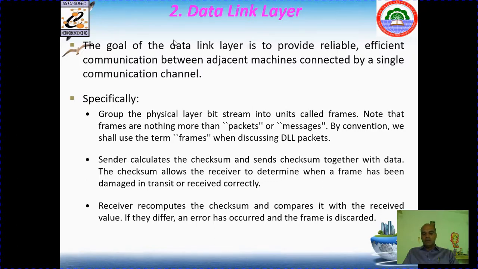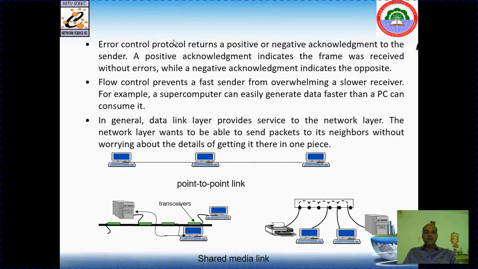At the same time, the data link layer is also responsible for error control, which returns positive or negative acknowledgements to the sender. That means when the data reaches safely, it will send a positive acknowledgement. If the data does not reach safely, it will send a negative acknowledgement.